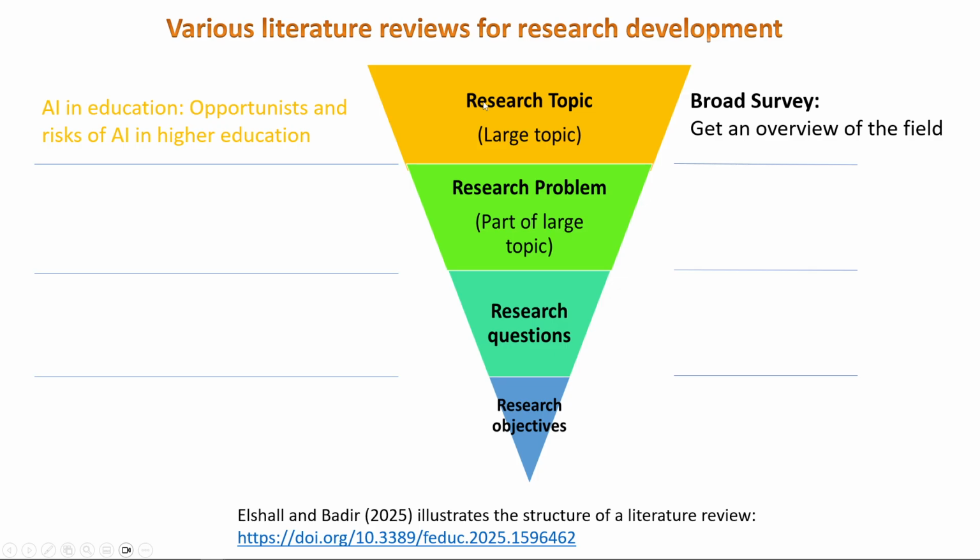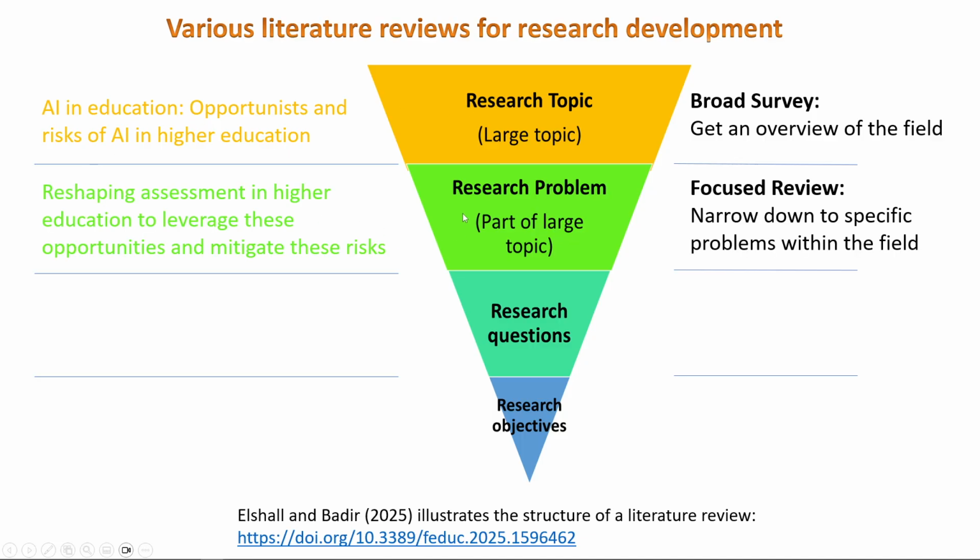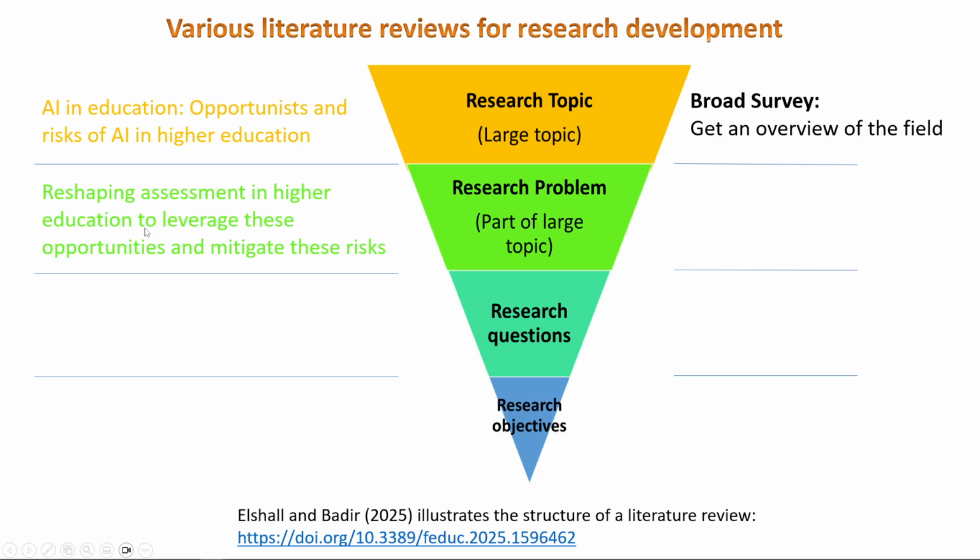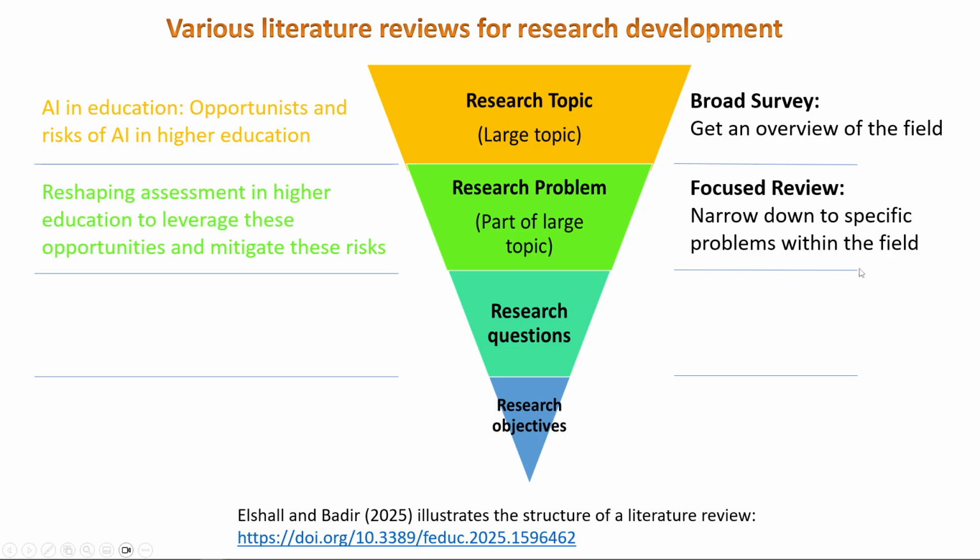But what are we doing? I set up the ground, provided the context and background information, but what exactly are we doing? Our focus is reshaping assessment in higher education. We want to change how we assess students, the type of exam, homework, or task assignment we give them, so that we can leverage these opportunities and mitigate the risks. That would be our research problem. This is part of the large topic, and that would be the focused review, narrowing down to a specific problem within the field, which is reshaping assessment.